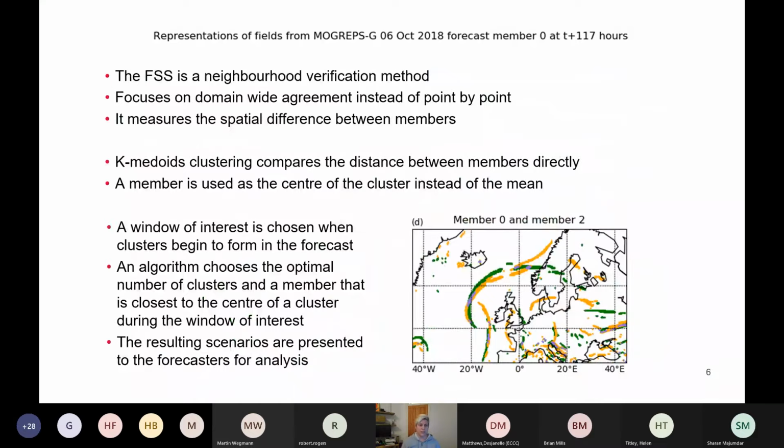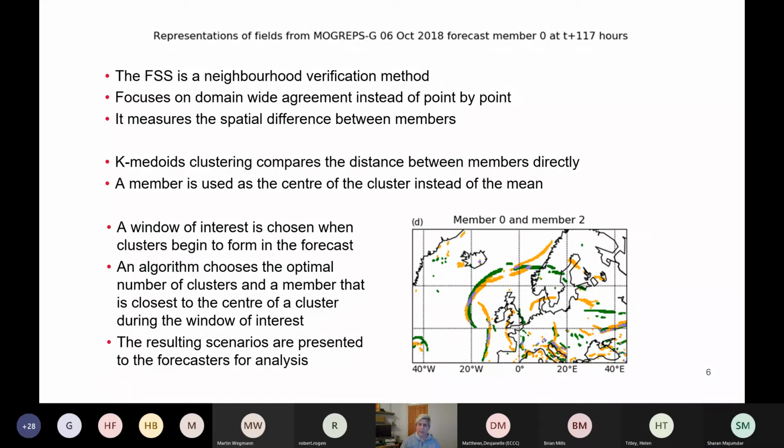Now, the fraction skill score, some of you may already be familiar with. It's a neighborhood verification method, and it focuses on domain-wide agreement instead of point-by-point agreement, which helps reduce the double penalty effect. You can take the fraction skill score between two different ensemble members and determine an approximate spatial difference between them. Once we have the fraction skill score distances between members, k-medoids can be applied to it to cluster members together.